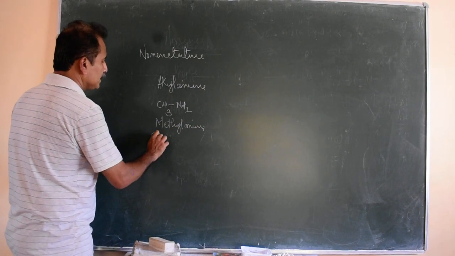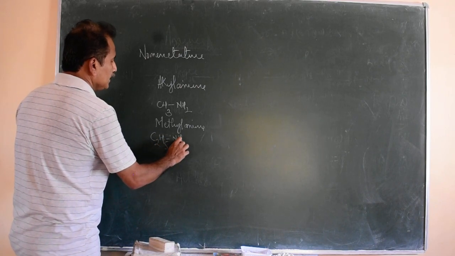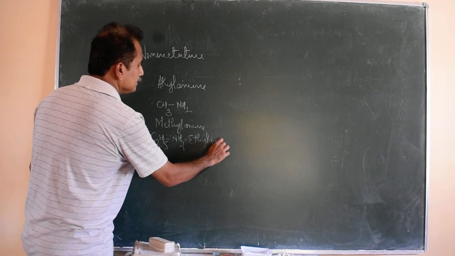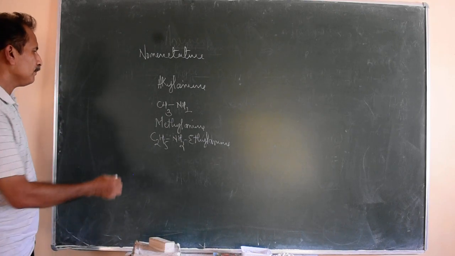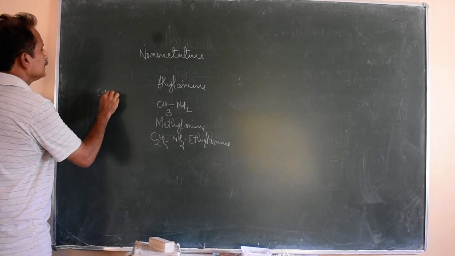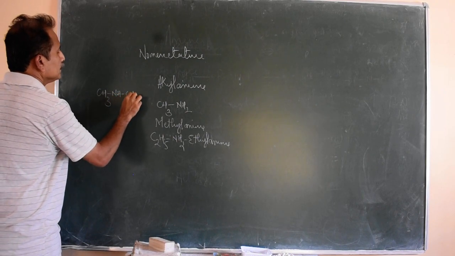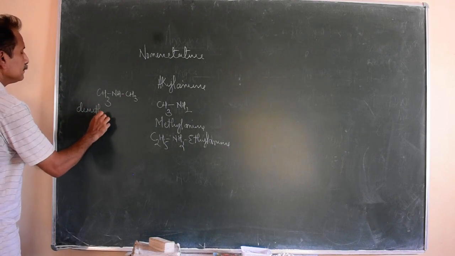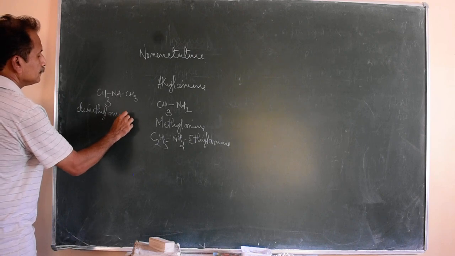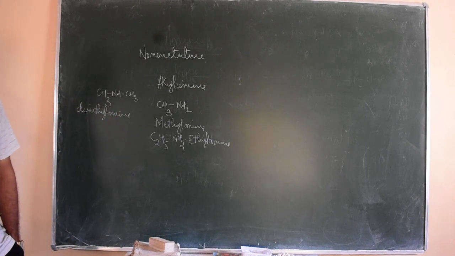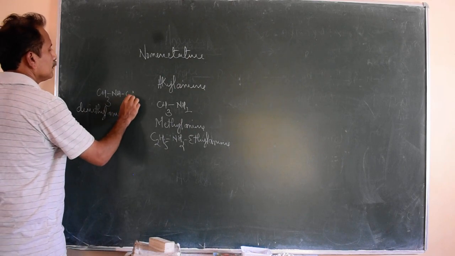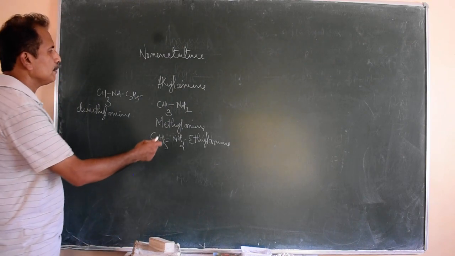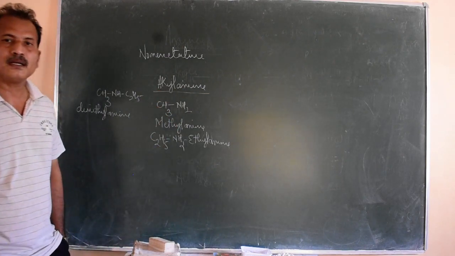Or if I write C2H5 NH2, it becomes ethyl amine. Similarly, if I have a secondary one, for example, I can name this as dimethyl amine. Suppose if it is here, I can write ethyl methylamine like that. So you can name them according to the old system as alkyl amines.